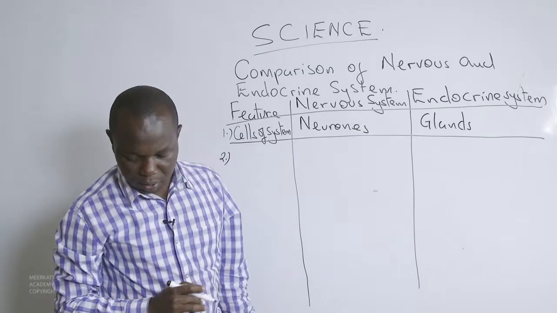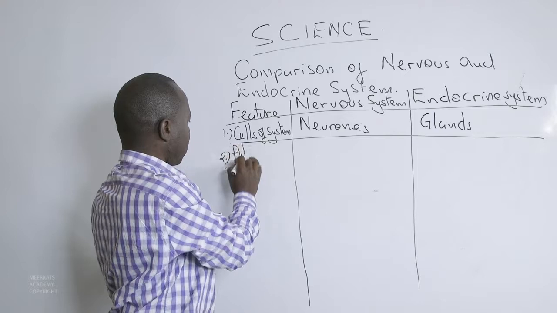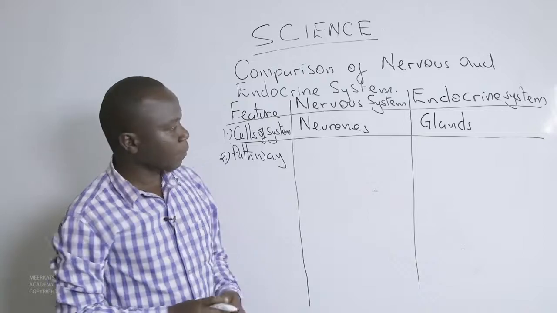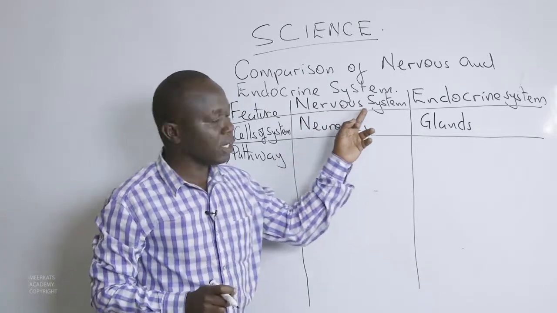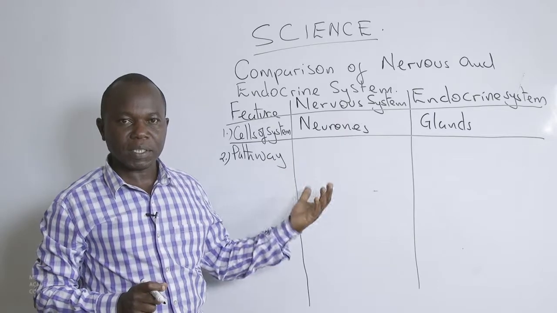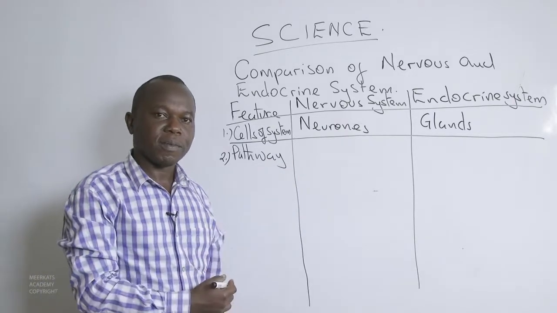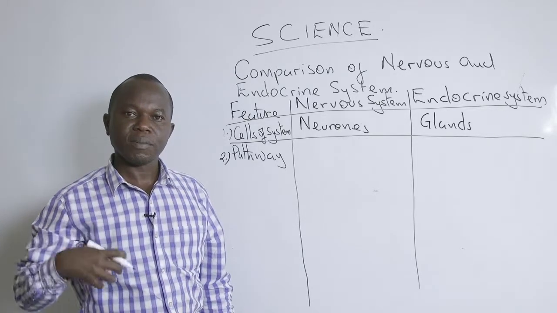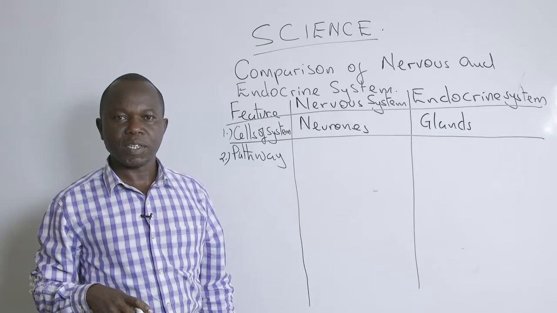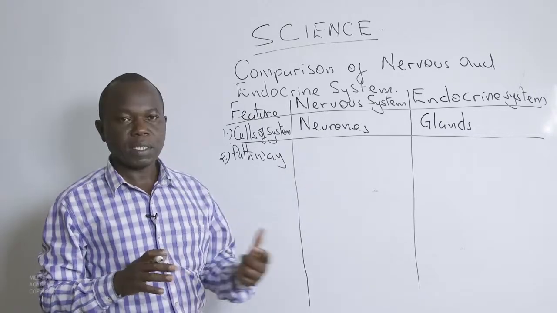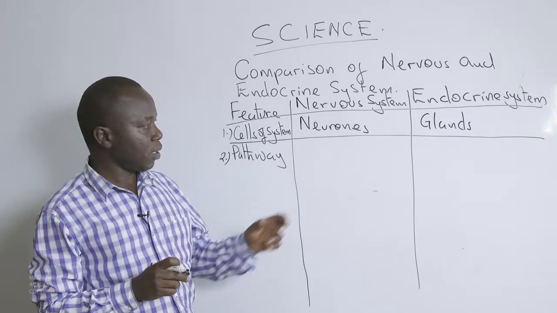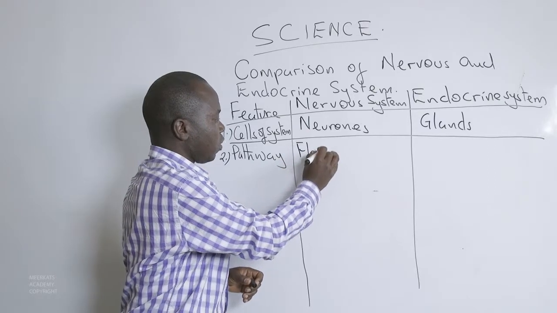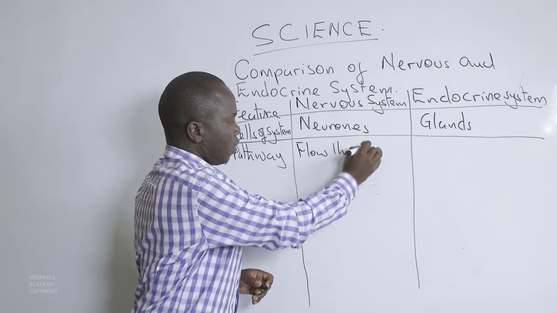Number two, we look at the pathway. So for instance, in the nervous system, we expect impulses to be transmitted from receptors to the central nervous system, then from central nervous system to effectors. So where are these impulses going to flow? That's the pathway. They'll flow through neurons. Impulses flow through neurons.